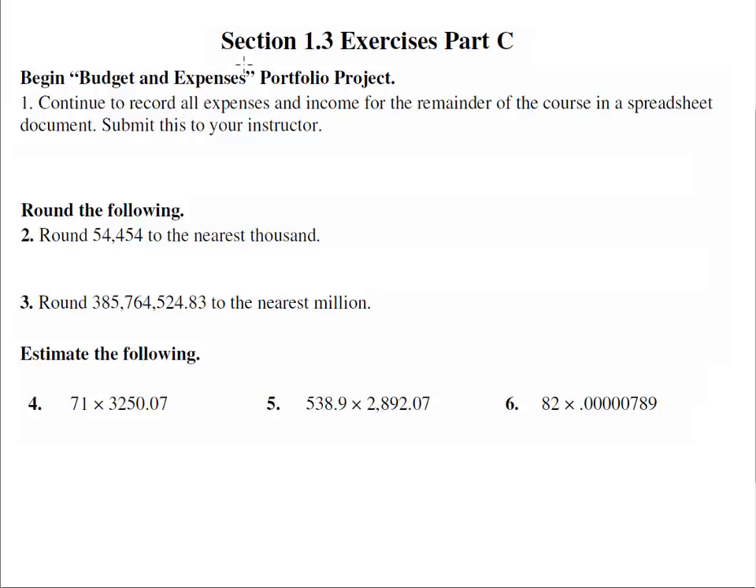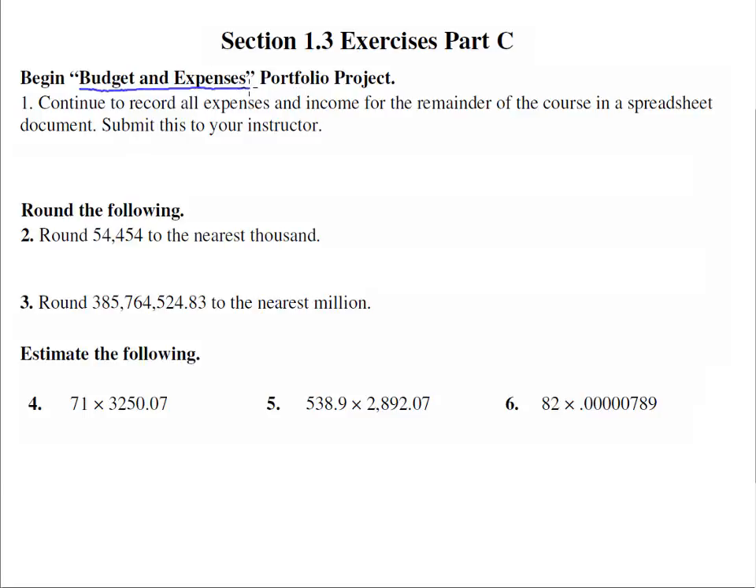Here we are in section 1.3 exercises part C. At the end of this week, number 1 through number 6 are the solutions we're going to do here. It says begin on number 1, budget and expenses portfolio project.